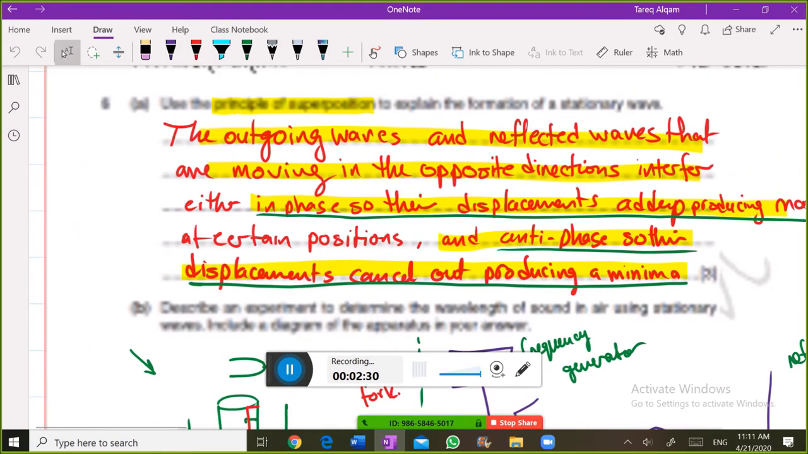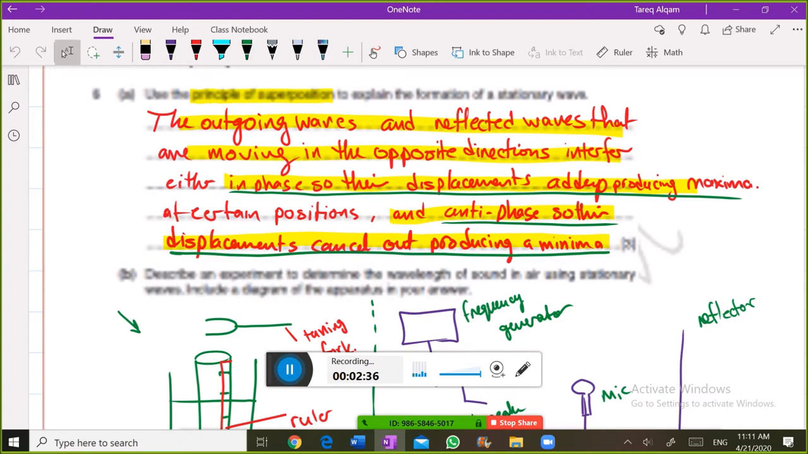Quick stuff. Regularly, guys, you will be asked how stationary waves, or standing waves, are produced. Always, we have to mention that we have outgoing waves and reflected waves, from the wall, from the position where these waves will be reflected. You have to mention that they move in opposite directions, as we mentioned before, so they interfere.